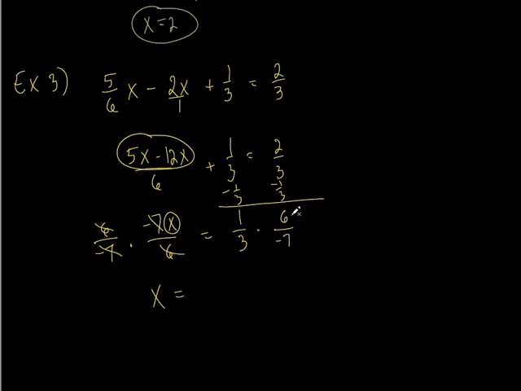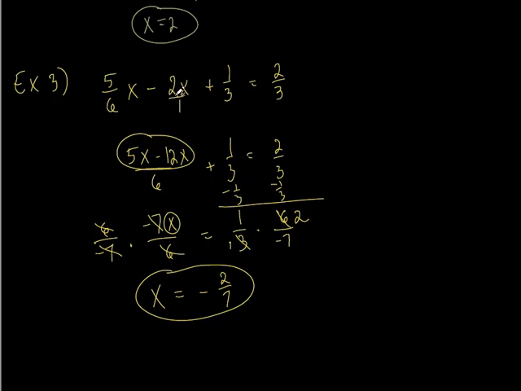Now work this thing out. Well, you could go 6 over negative 21, but it would have to simplify. I would simplify it right here in the multiplication. 3 goes into 3 once, 3 goes into 6 twice. What do I get? 2 over negative 7, or negative 2/7. Just like that. Make sense?